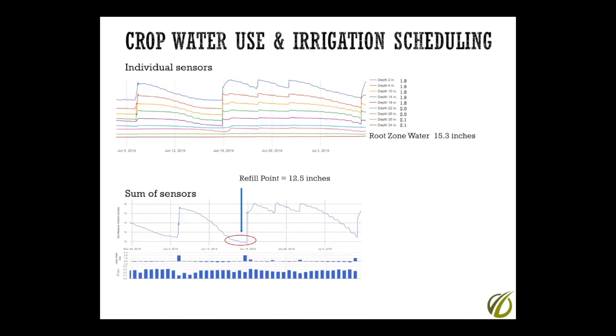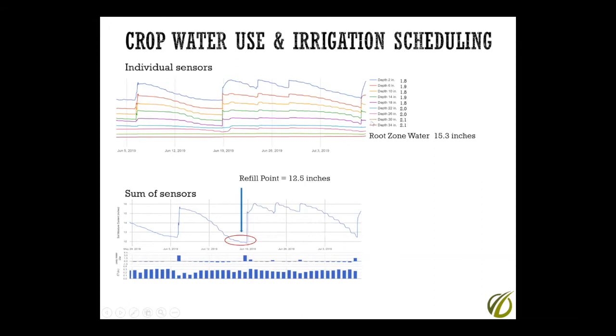All right, so let's move into an example of the mathematical equation for how we would work through this with a volumetric type sensor. When I pull up my top graph here, I have my individual sensors listed out by depth. And so I can come in and I can see these little stair step patterns moving lower and lower in the profile.